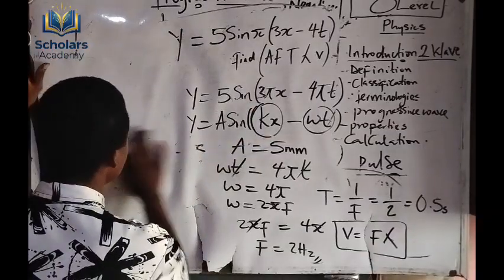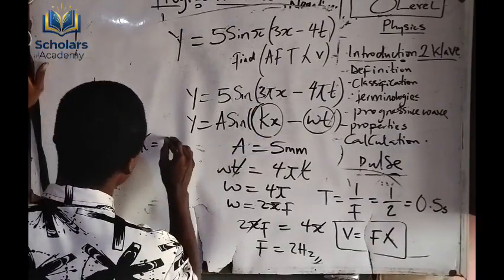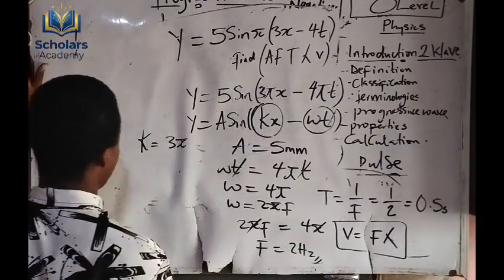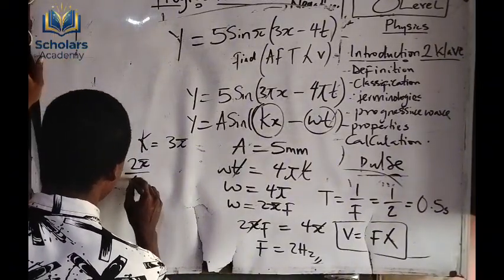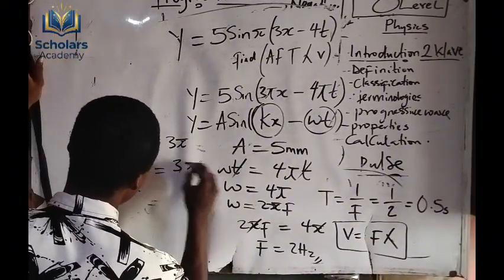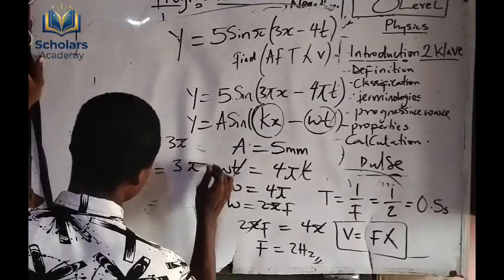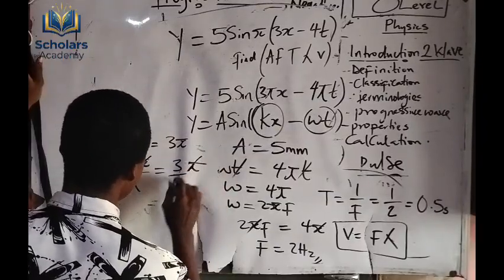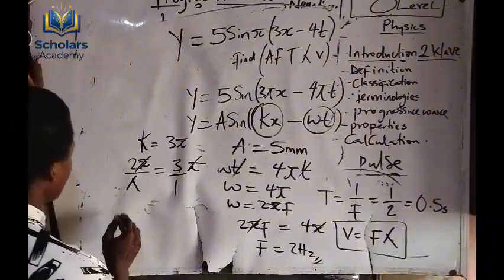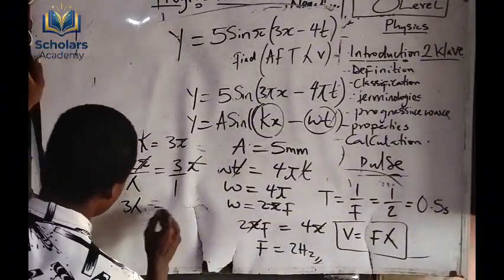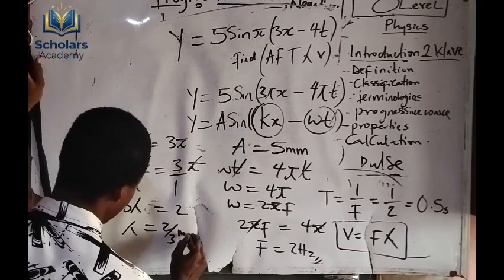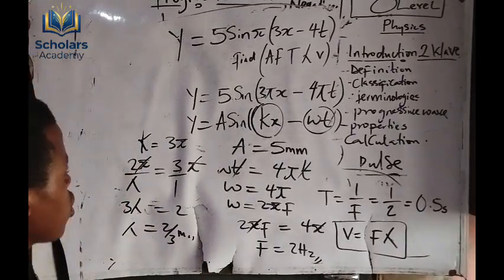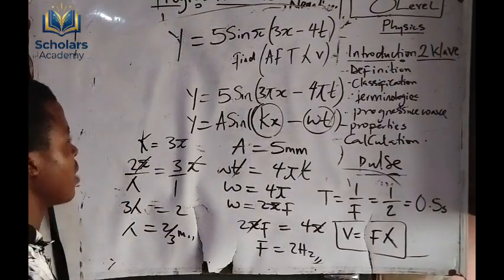So I'll just write k equals 3 pi, right? So if k is 3 pi, and k is 2 pi over lambda, that equals 3 pi. Pi cancels pi, and then we cross multiply. So that will be 3 lambda equals 2. Then lambda equals 2 over 3 meters. Are you with me? So your lambda equals 2 over 3 meters.